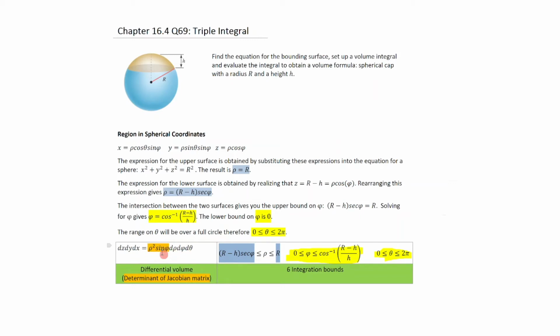And this basically was obtained by computing the determinant of the Jacobian matrix. This is the lower surface, the upper surface, that is with respect to the variable rho. Phi ranges between 0 and cos inverse of (r minus h) over h, and theta ranges between 0 and 2 pi. So now we have basically all the information we need to be able to populate the triple integral.